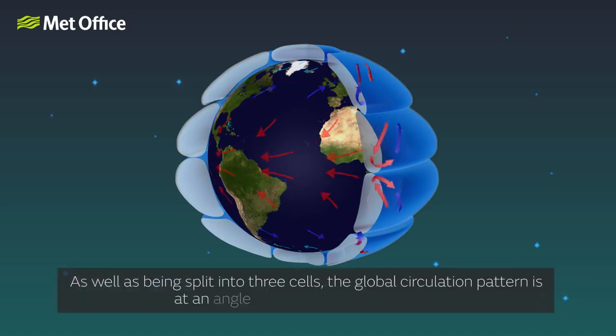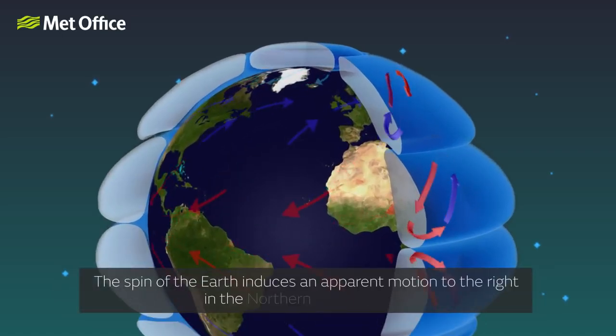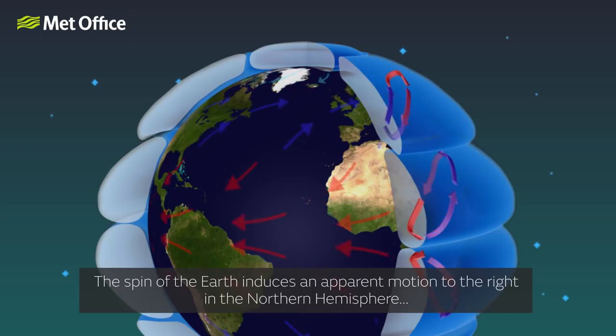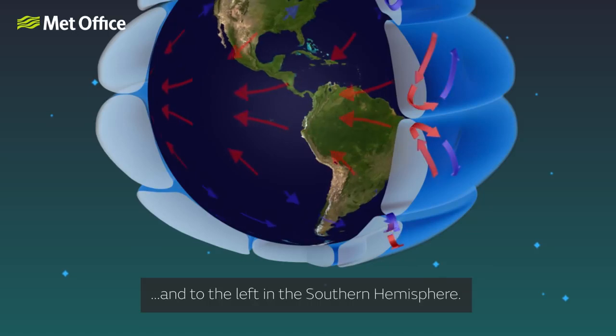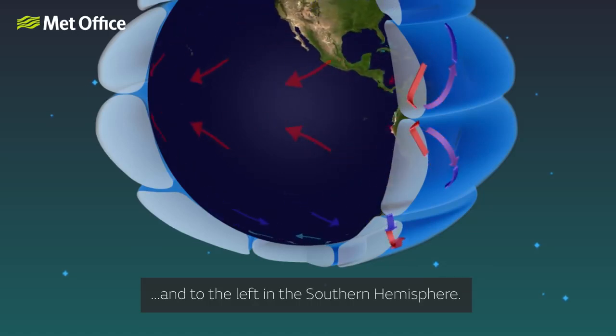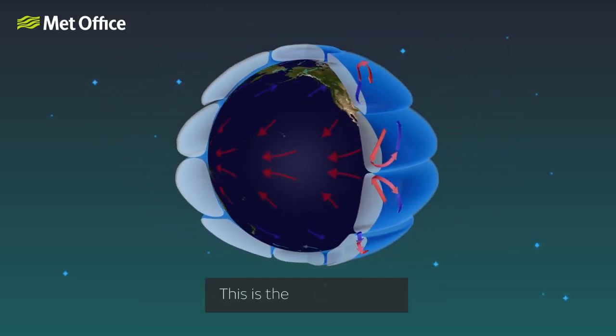As well as being split into 3 cells, the global circulation pattern is at an angle due to the Earth's rotation. The spin of the Earth induces an apparent motion to the right in the northern hemisphere and to the left in the southern hemisphere. This is the Coriolis effect.